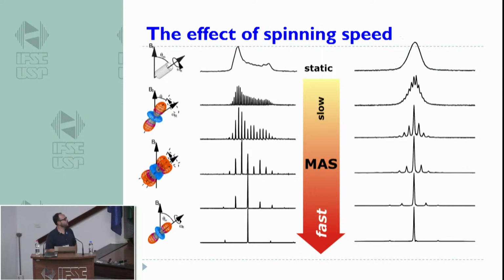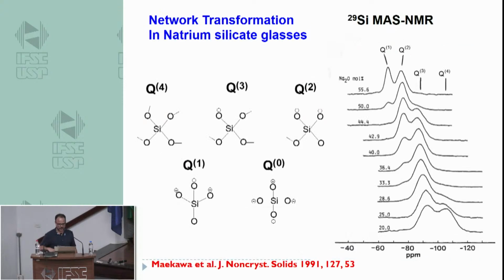But of course we need to spin fast enough. This is the effect of the spinning frequency on the spectrum. So for low spinning, we still don't resolve the isotropic shifts very well. Then when we go to fast spinning, we start seeing a main line here and the spinning sidebands that get smaller and smaller with spinning rate. So this is an example.